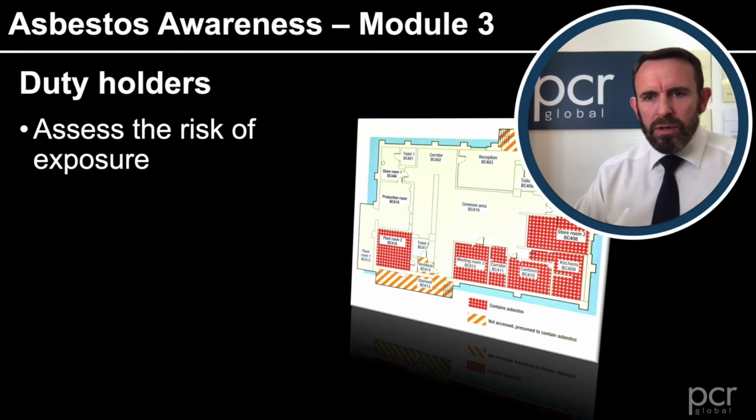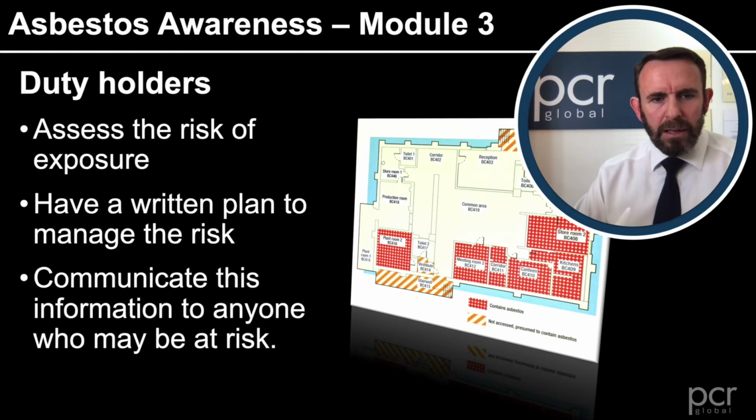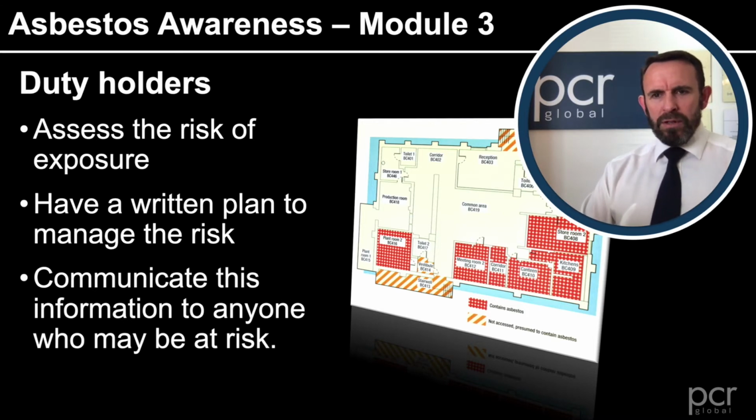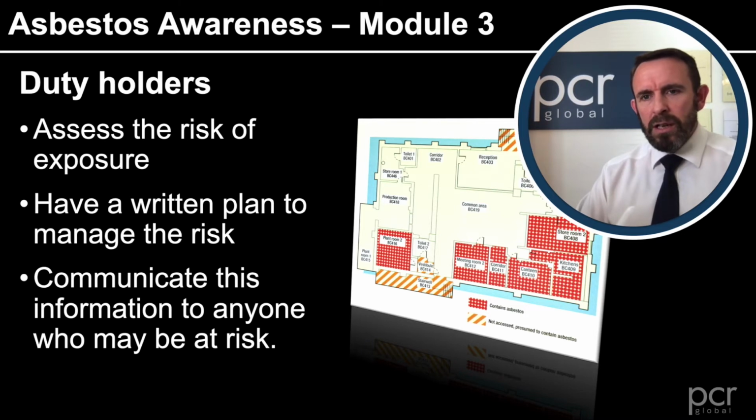Duty holders are legally required to assess the risk of exposure, have a written plan to manage any risk, and also communicate that plan to anyone who may be at risk. So if within your building you have a management survey completed and you recognise that you do have asbestos containing materials, maybe asbestos insulating board, then anybody coming in to work on the building, you will need to bring that to the attention of that individual so they don't inadvertently expose themselves to asbestos.